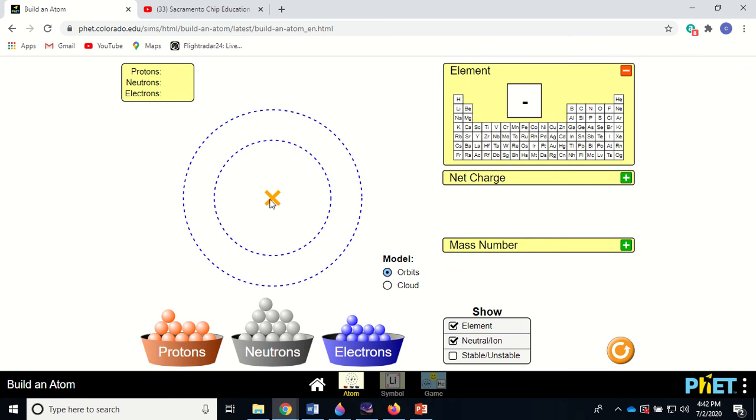Now what determines where the element is in the periodic table is the number of protons in the nucleus. So I put 1 on there, I got hydrogen. I'm not going to mess with the electrons. Electrons aren't critical here. I'm just going to mess with the protons and the neutrons. So I made hydrogen. Now that is the hydrogen atom. Make sure down here you click on stable, unstable. So that's a stable hydrogen.